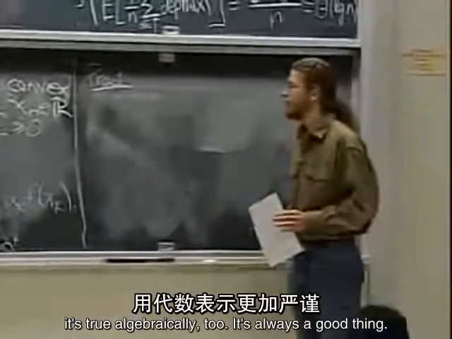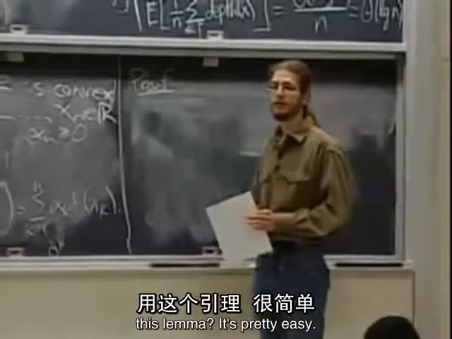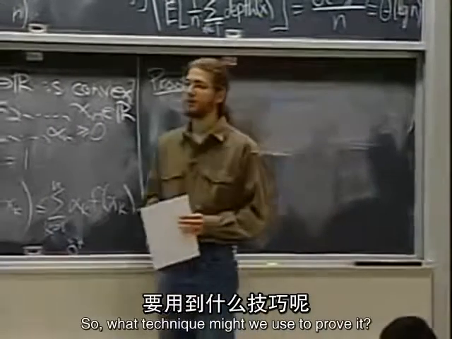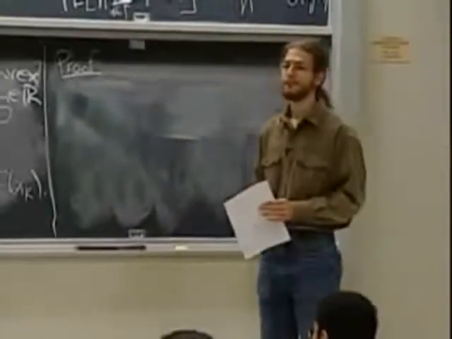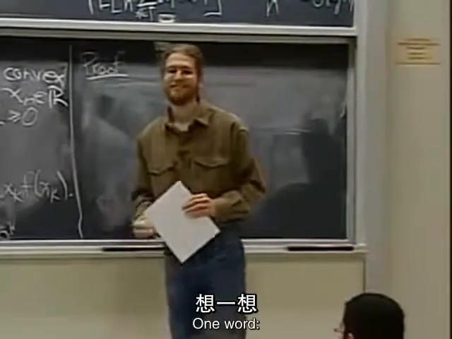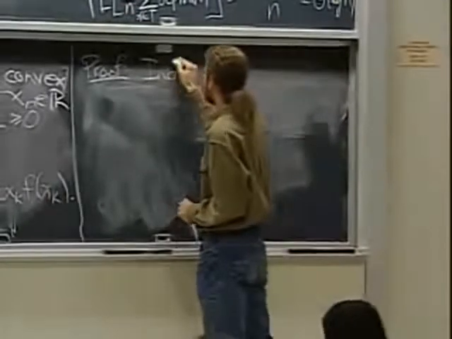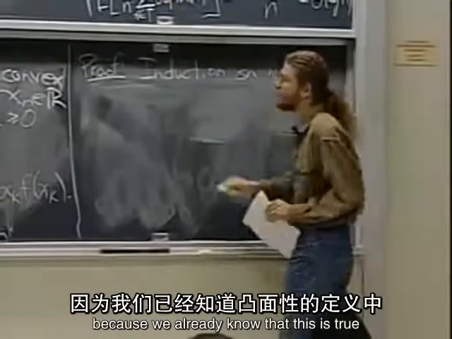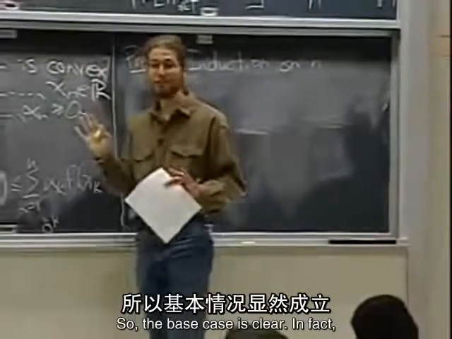Any suggestions on how we might prove this lemma? It's pretty easy. What technique might we use to prove it? One word. Induction, always a good answer. Induction should shout out at you here because we already know that this is true by definition of convexity for n equals 2. So the base case is clear.